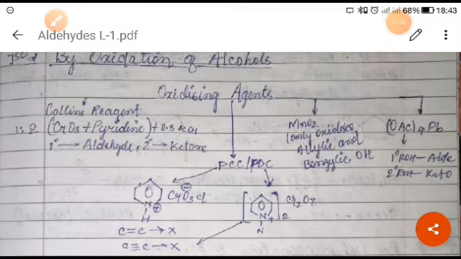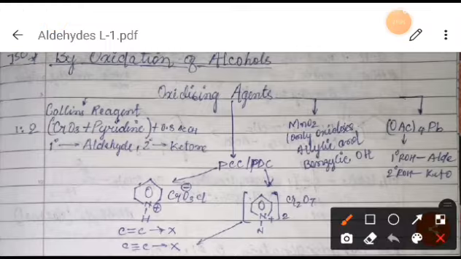We can define it like this: the aldehyde can be prepared by oxidation of primary alcohol with normal oxidizing agents such as potassium dichromate or potassium permanganate or chromium oxide or sulfuric acid. And for ketone, we can say that ketone can be prepared by the oxidation of secondary alcohol with a similar oxidizing agent. So I hope you have understood this, right? Let me give you one example.